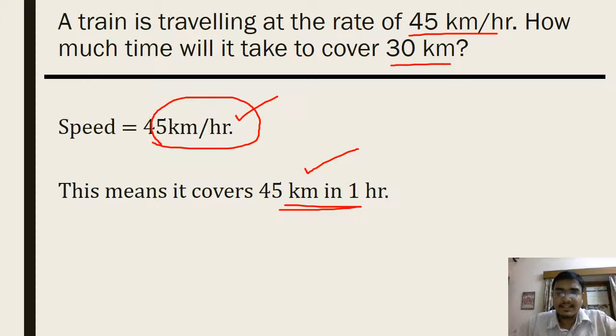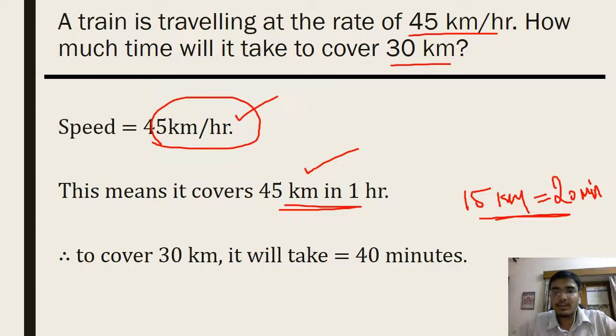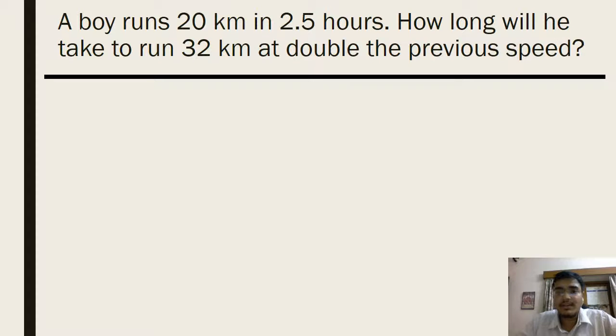So can I say that it covers 15 kilometers in 20 minutes? If I divide my hour into 3 parts of 20 minutes each, my speed would be 15 kilometers in 20 minutes. Again 15 kilometers in 20 minutes, and the third 15 kilometers in 20 minutes. When we combine all three, we get 45 kilometers in 60 minutes, that is 1 hour. So if it travels 15 kilometers in 20 minutes, it would take 40 minutes to cover 30 kilometers.